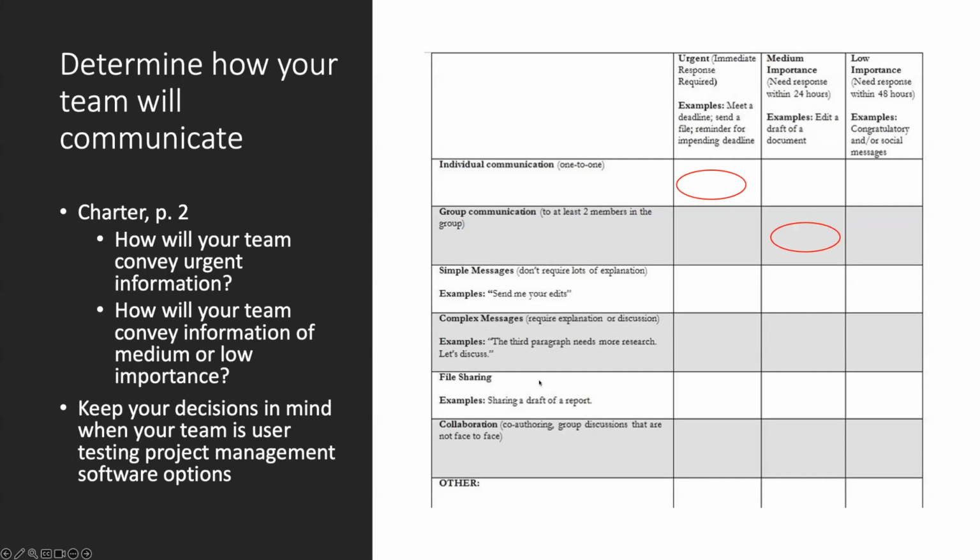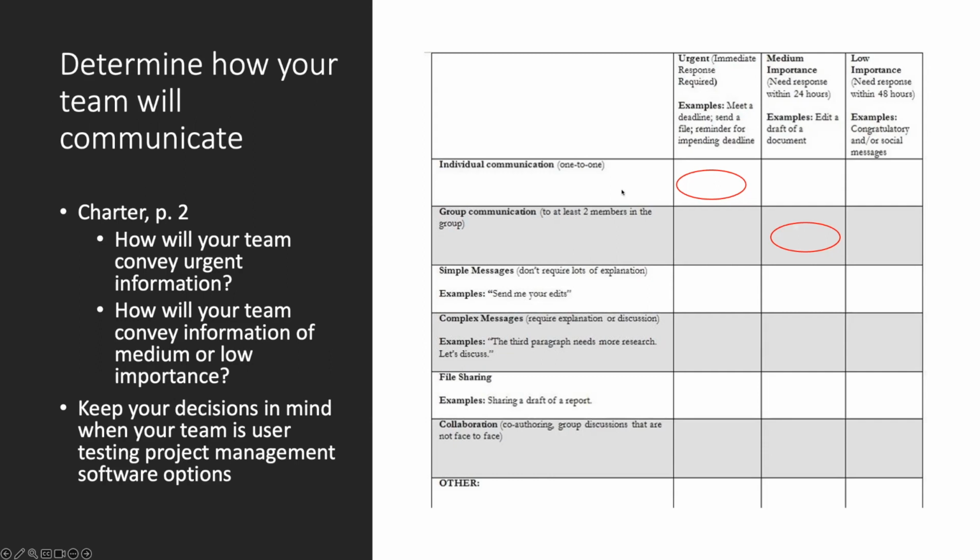File sharing. So how are we going to share our work with one another? And then actual synchronous collaboration, right? So how do we co-author? How do we have group discussions that are not face-to-face? So that's this left column. And then these three columns are sort of the urgency of the situation.